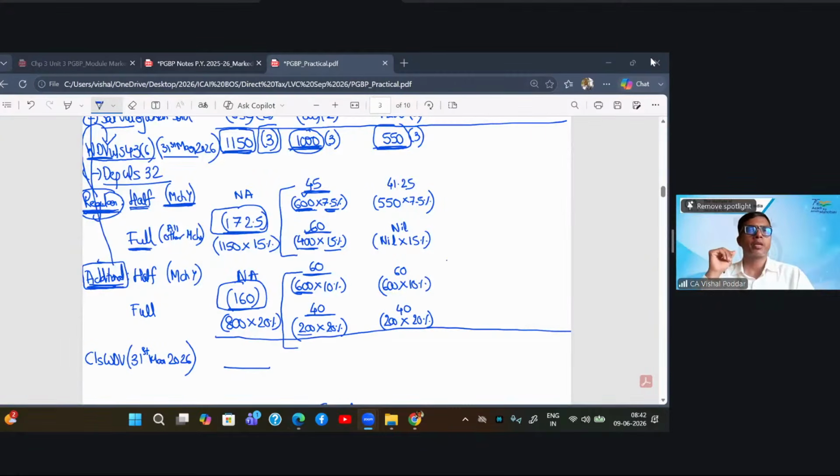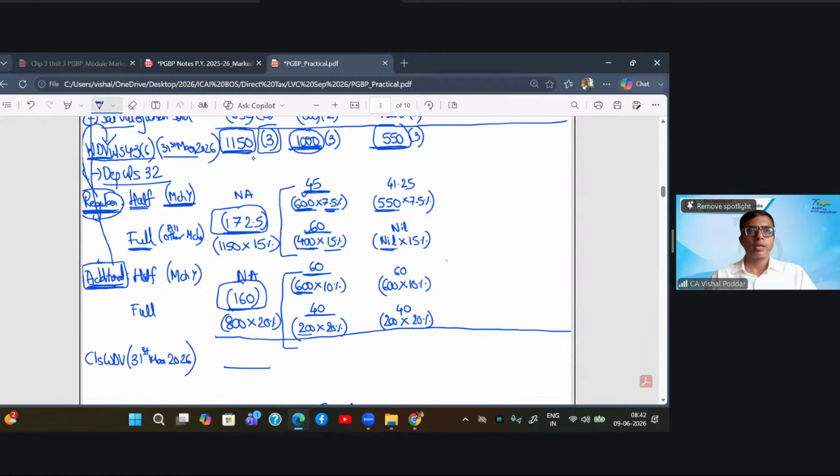So another possibility in the exam could be this, that the WDV is not sufficient even for half. So no question of full. This is a very rare possibility, but I've given you the idea that if this happens, what will be your answer?